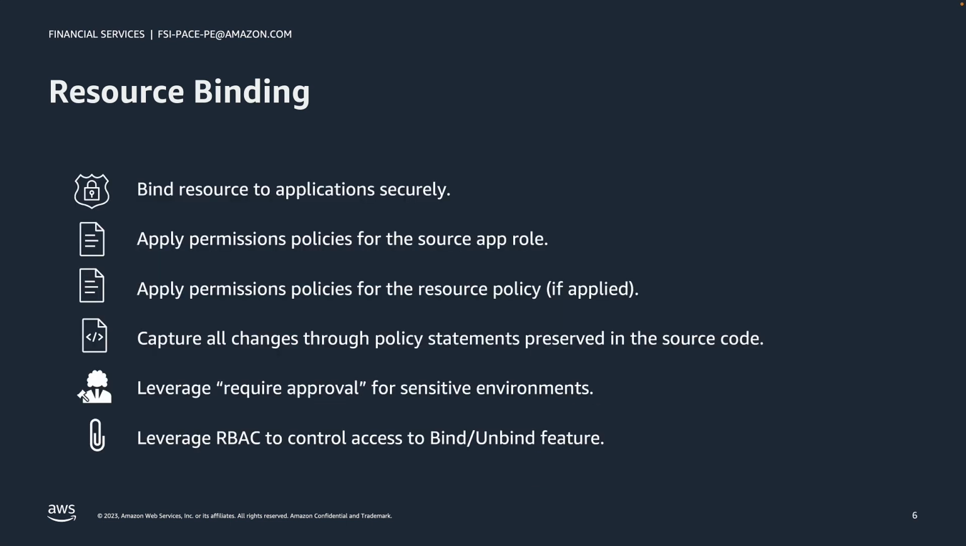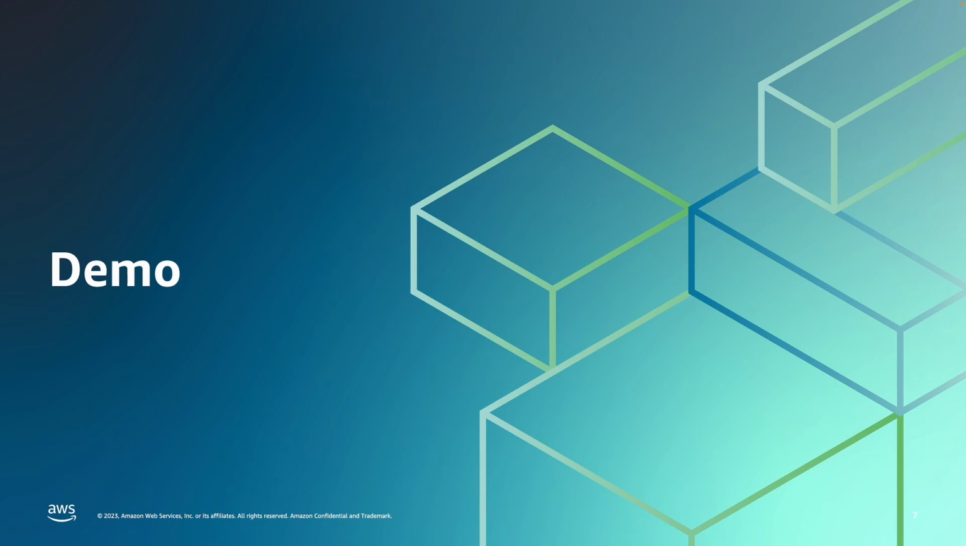Resource binding allows developers to create systems that are based on multiple applications and resources. Since it's all based on documented policy changes, we can also leverage the required approval on our pipelines to control changes to the IaC or the policies. We can also utilize the Backstage permissions model to control who can bind resources to applications on the UI.